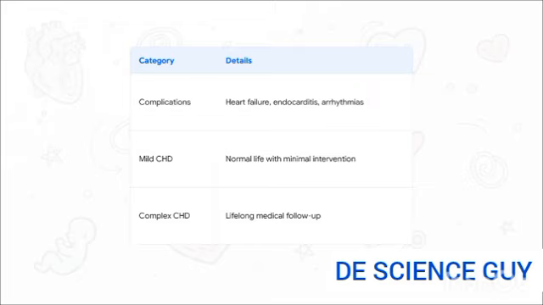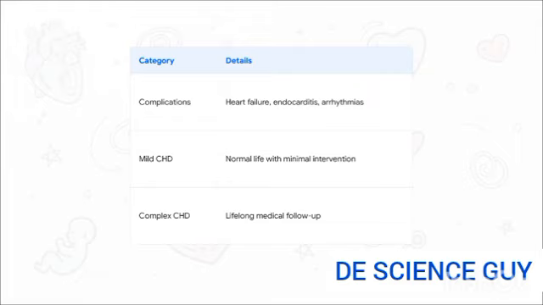We're talking about heart failure, pulmonary hypertension, a high risk of infective endocarditis, severe arrhythmias, and delayed physical development. It can lead to completely irreversible cardiovascular damage. But looking at the prognosis, it's highly variable and often incredibly optimistic.